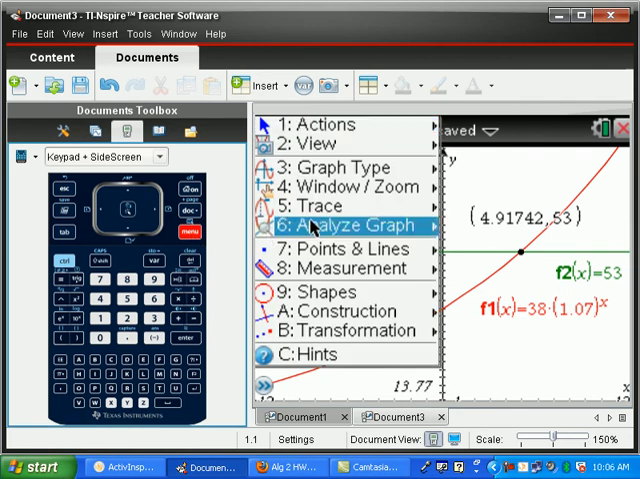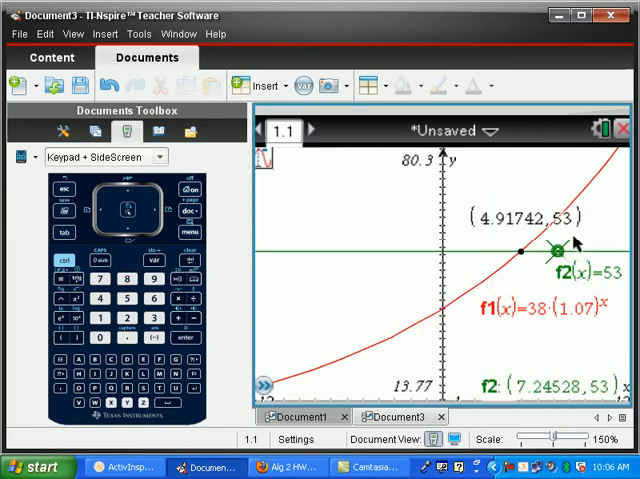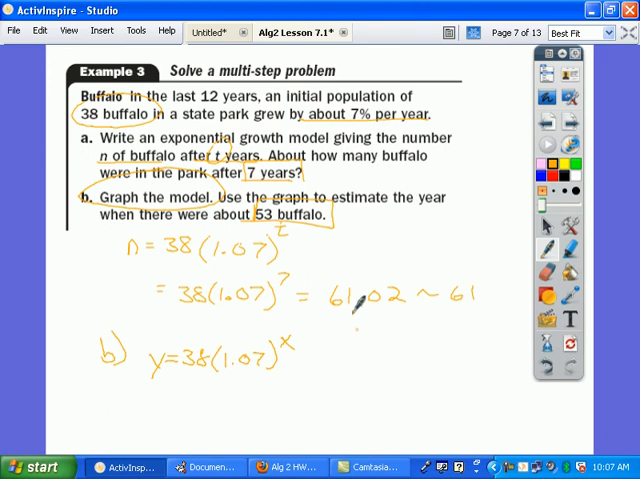if we move along here, I see I have 42 buffalo, 43 buffalo, 44 buffalo, 47 buffalo, 48, 49, and you could just trace all the way up to this point, and you would see that it would take you about 5 years to get 53 buffalo. Okay, so graph the model, use the graph to estimate the year when there were about 53 buffaloes. So in year number 5 of our experiment, we would get 53 buffaloes. Okay?